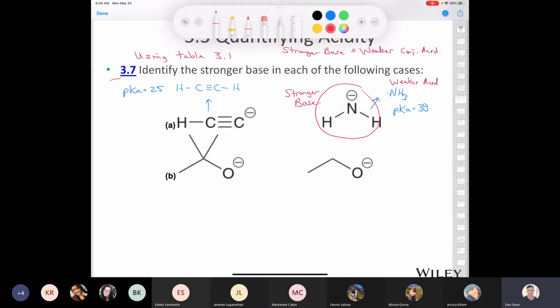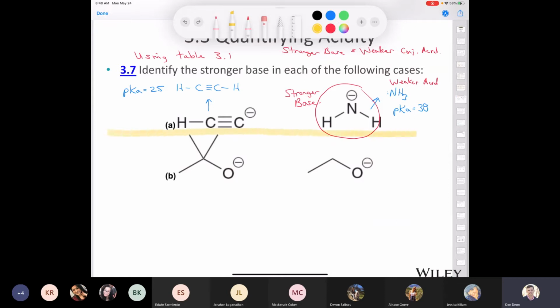I want you to remember this specific example, 3.7A, because these two ions are going to come up later on today. And this is a really good example of why you can never go wrong with memorizing pKa's. The next one, I didn't do a very good job of separating these, did I?